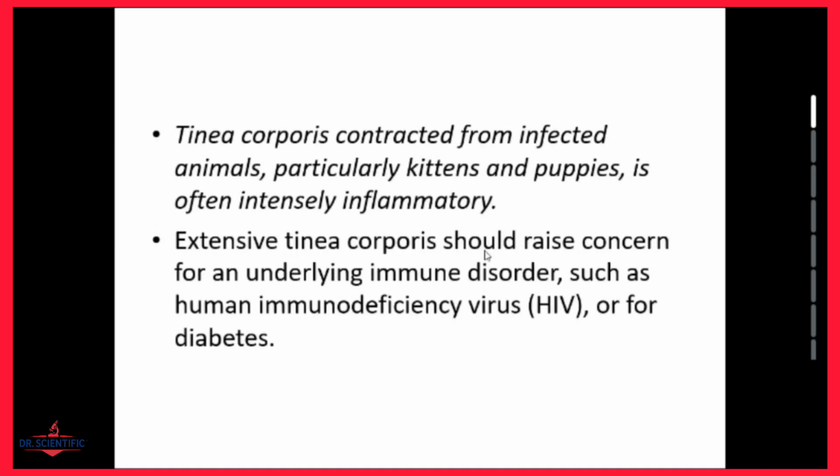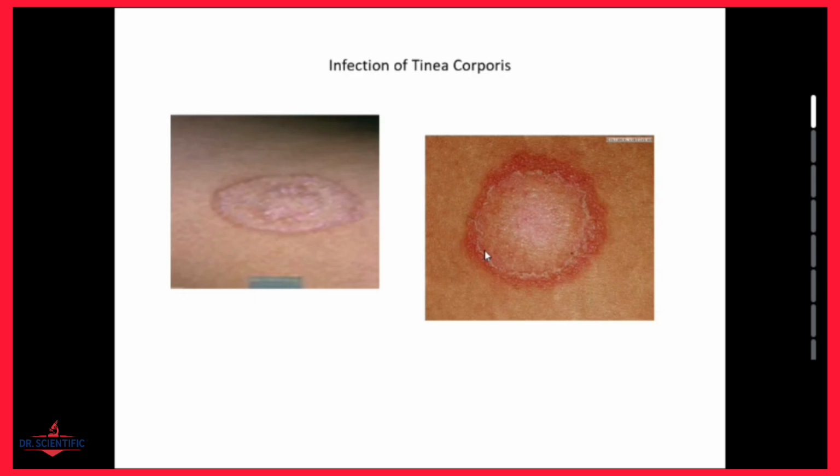So Tinea corporis can be contracted from infected animals, particularly kittens and puppies, often intensely inflammatory. And this intense T. corporis should raise concern for an underlying immune disorder such as human immunodeficiency virus, HIV, or diabetes. Normally, when you get this kind of infection, for those people who are immunocompetent, we expect you to heal naturally. But when this doesn't happen, then it could be because your immune system is not strong enough, and therefore it can cause this kind of infection.